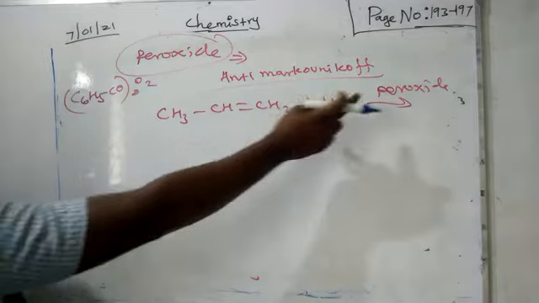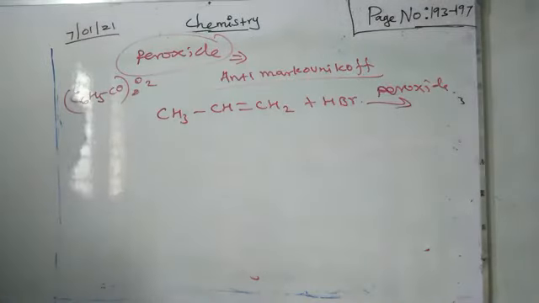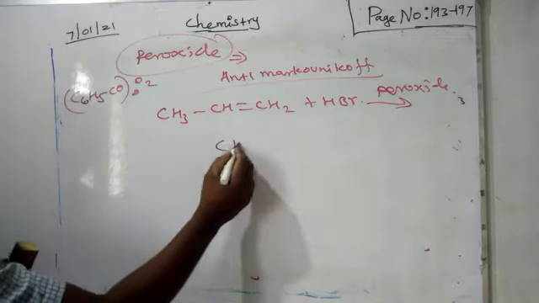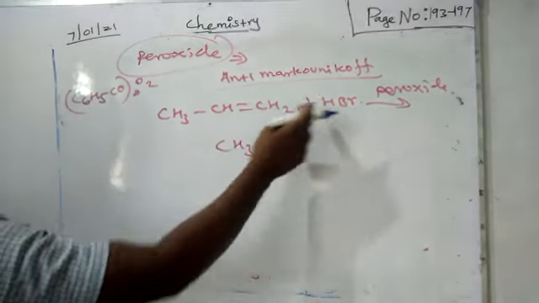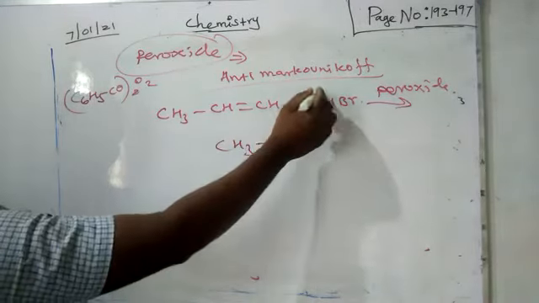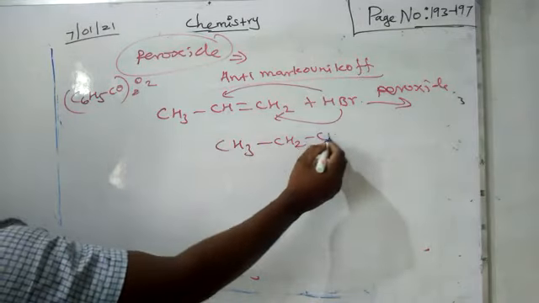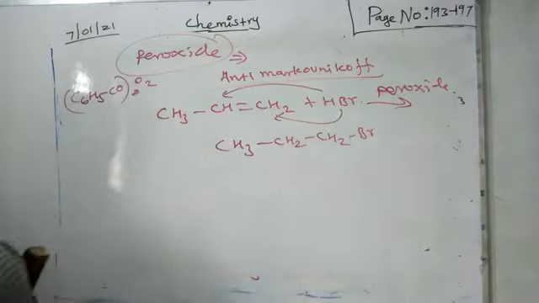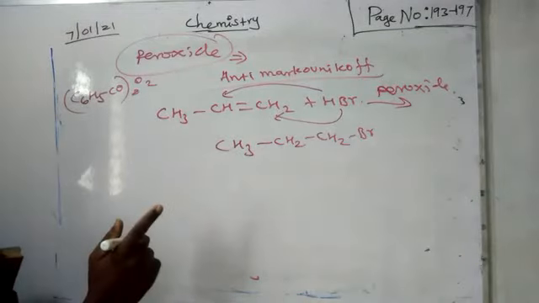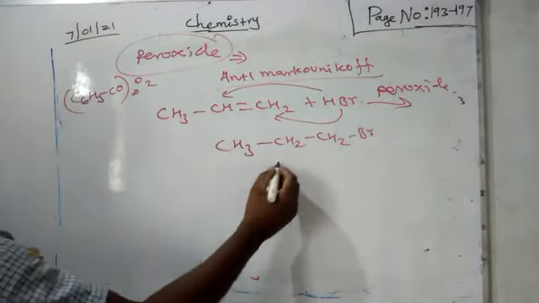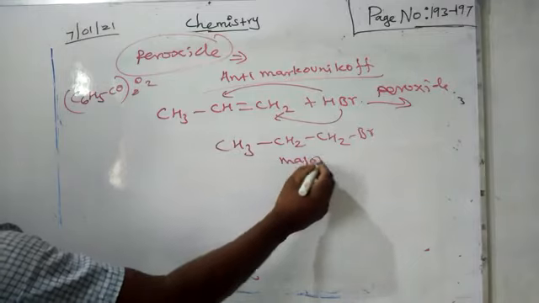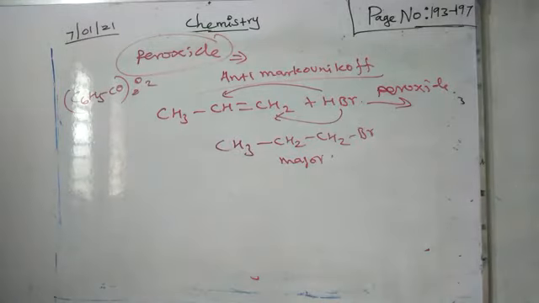But because of this peroxide, what will happen? It will form CH3. Br will add in the CH2 group. H you can add in the CH. So CH2Br. 1-bromopropane is the major product. So let us see the mechanism for this reaction.